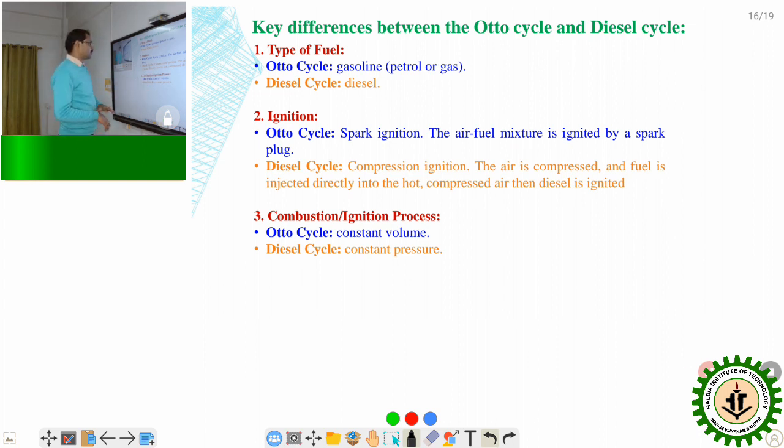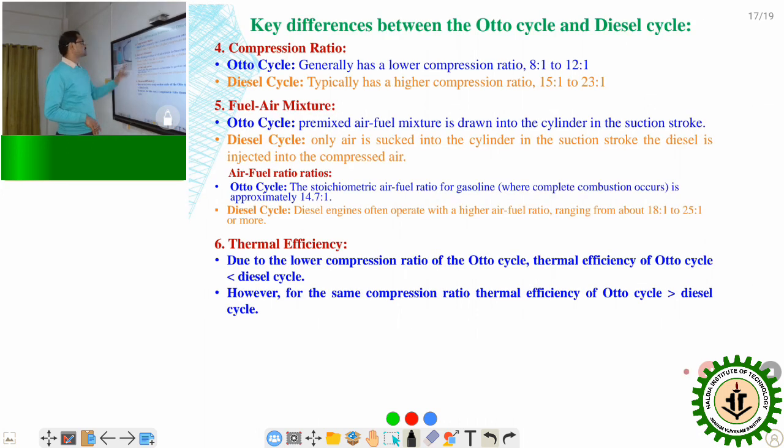Next is the combustion or ignition process. Already I have told you, in the Otto cycle it is a constant volume combustion process, and in the diesel cycle it is a constant pressure combustion process. Next is the compression ratio. Already I have told you that in the petrol engine the compression ratio is low, and in the diesel engine the compression ratio is higher, because at the end of the compression stroke, high temperature is required so that the diesel can ignite, because the self-ignition temperature of diesel is higher than petrol or gas. So what is the correct data for the Otto cycle?